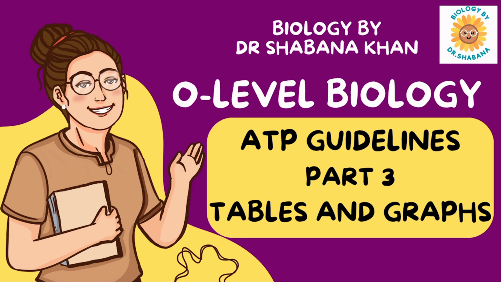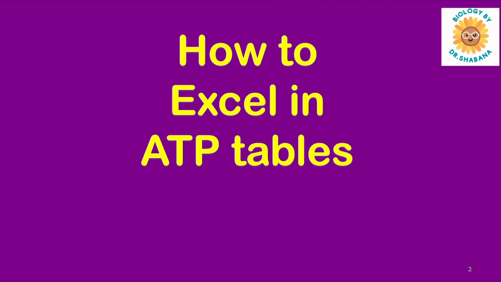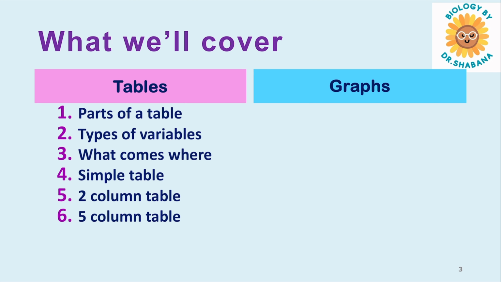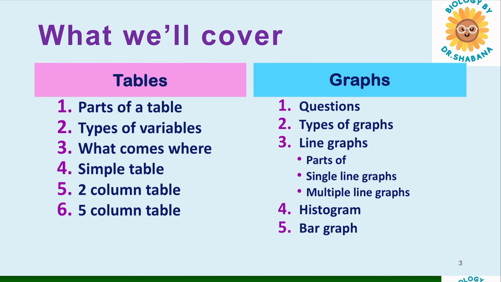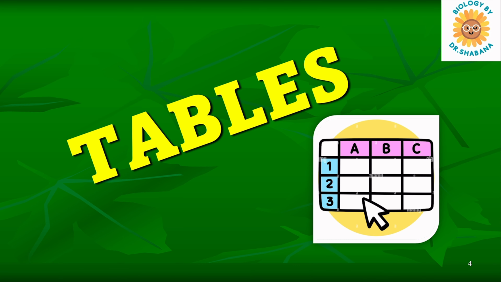Now this is another video, part 3 of ATP Guidelines, in which we'll learn how to excel in tables and graphs. What we'll be covering on tables and graphs would be the parts of a table, the different types of tables, the concept of variables, and a few of the past questions. We'll be looking at some simple tables and some of the more complex tables. Now in the graphs, we'll be looking at different types of graphs and discuss each type in detail with past paper questions. And let's start with our tables.